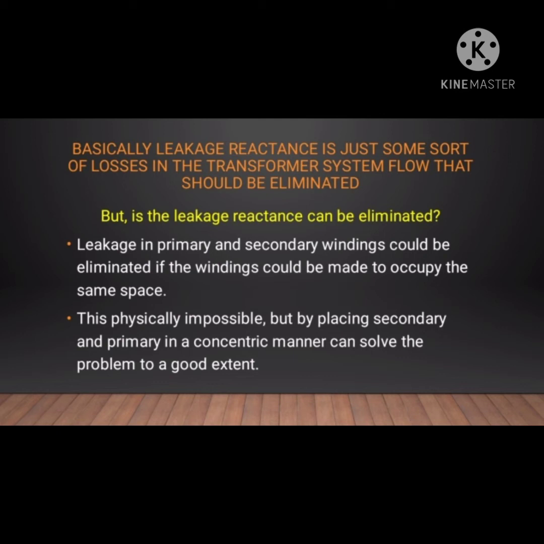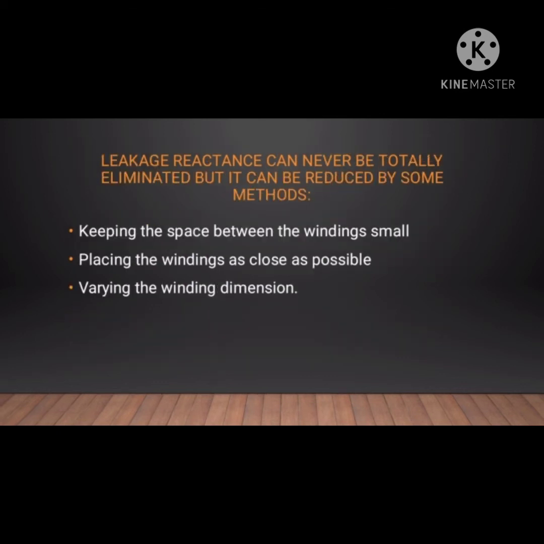But can the leakage reactance be eliminated? So, sabi dito, leakage in primary and secondary windings could be eliminated if the windings could be made to occupy the same space. Pero, this is physically impossible. But placing the secondary and primary in a concentric manner can solve the problem to a good extent. So, leakage reactance can never be totally eliminated, but it can be reduced by some methods.